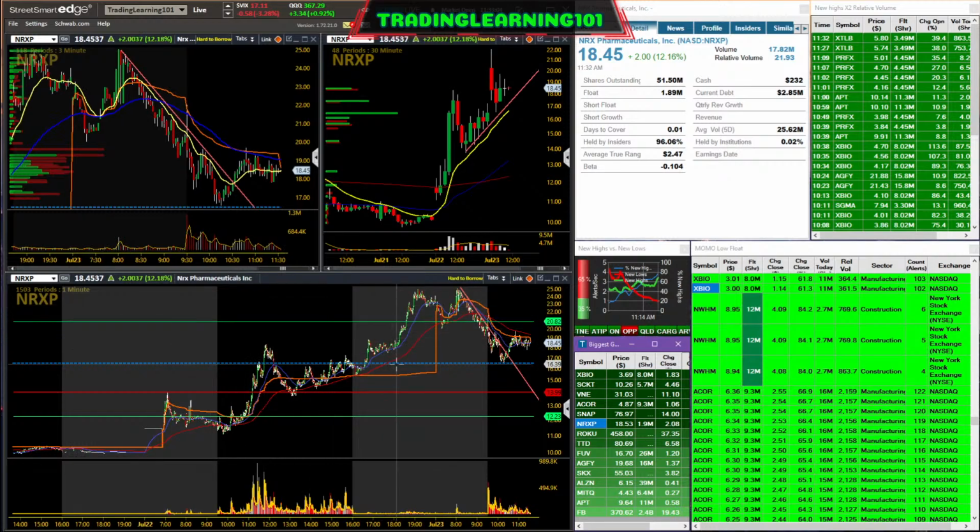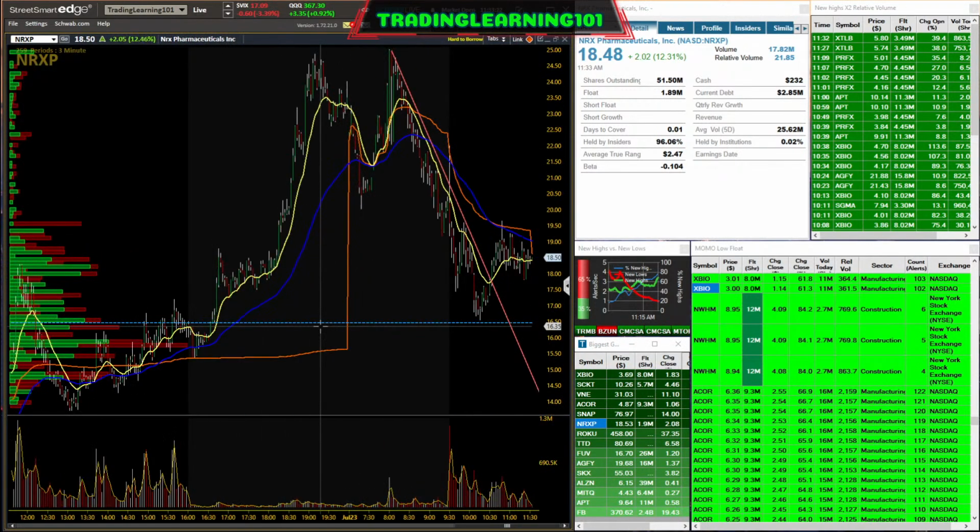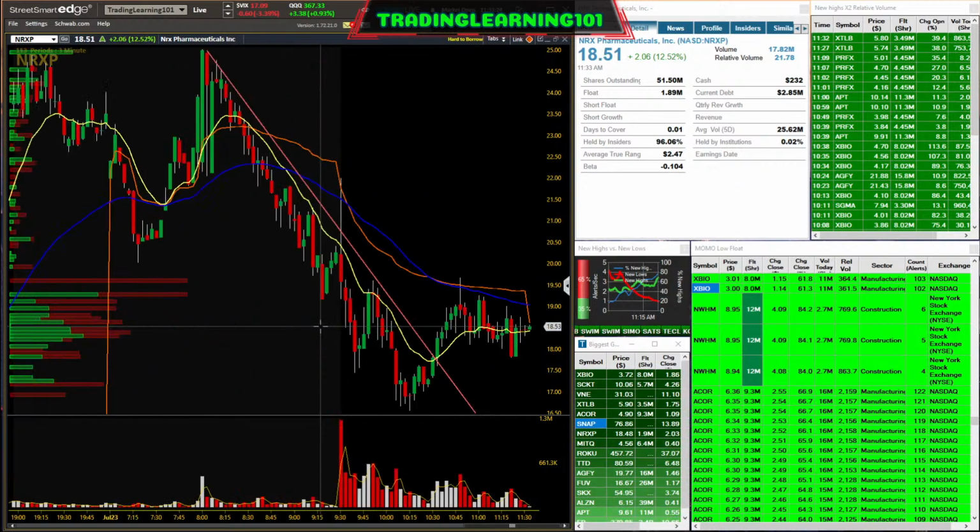NRXP was gapping up. Yesterday it closed at 16. Pre-market, it's hitting a high of $25. So if we look and zoom in on this, let's zoom in on the 3-minute. This is a 3-minute time frame, so every candle is 3 minutes. You see here, I put a trend line on it, and from 25, this got driven all the way down to 1650. So this is about almost a $10 straight pullback.